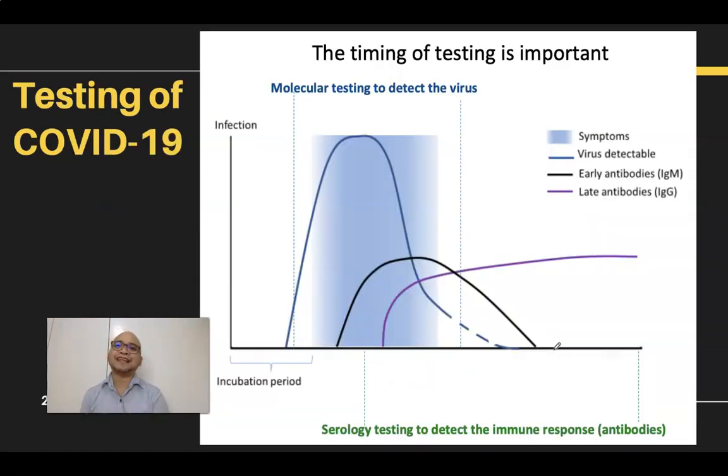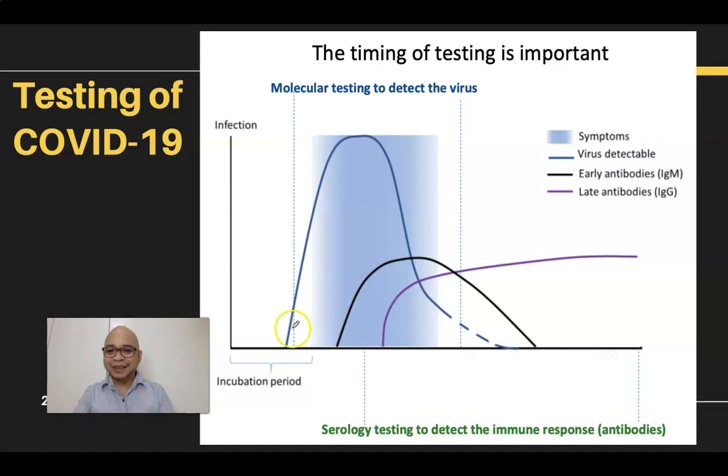So timing of testing is very important. At the early onset of the pandemic, rapid antibody testing became very popular because it's cheaper, and it's less uncomfortable to have your blood taken rather than the swabbing itself. So many people were saying, why don't we do antibody testing instead of RT-PCR? Well, this is the reason.